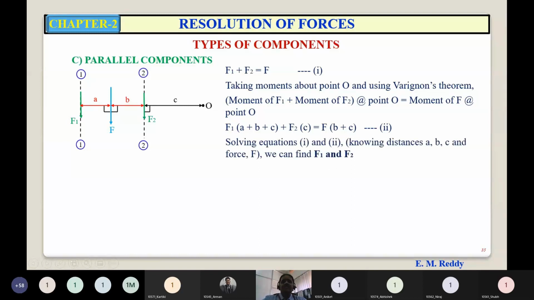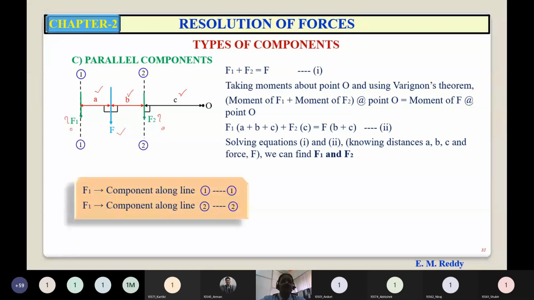So, solving these two equations, remember, here we know these distances A, B, C. Also, we know the magnitude of force F. Now, we have to find out the magnitudes of F1, F2. So, knowing A, B, C and F, using these two equations, we can find out F1, F2, which are the components of F along the line 1 and 2. Right?